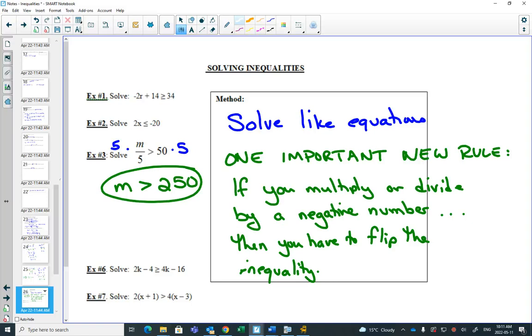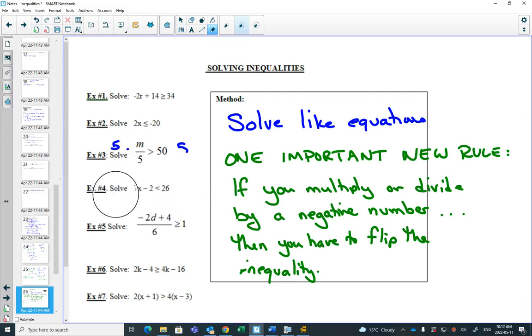Really, I figured out how to do that dividing one. No, never mind. All right, example number 4. Yeah, that's exactly.